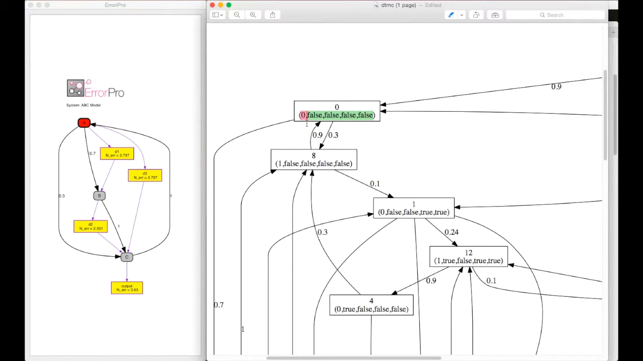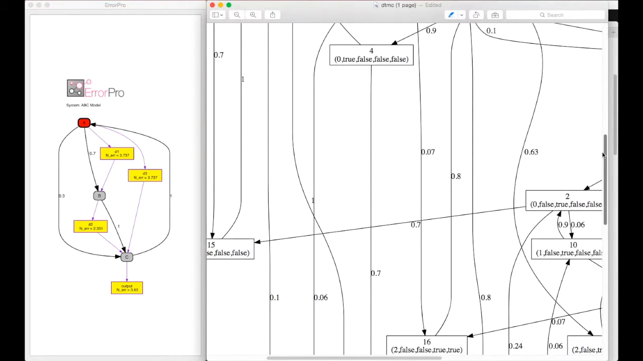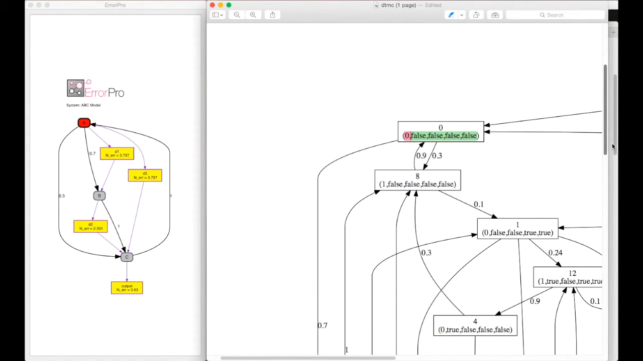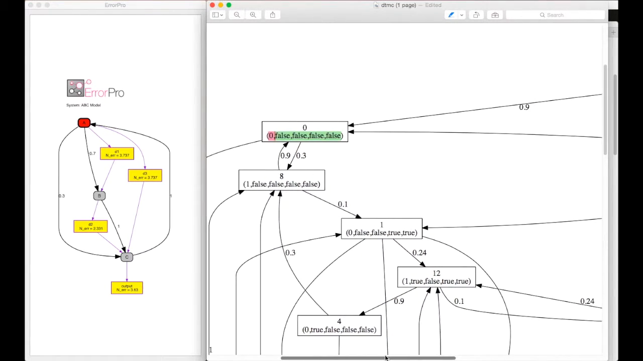For example, after A, with probability 0.7, we execute B. That's why in the Markov chain we also have an arc to state 15, where the control flow ID equals 2, and it is the ID of element B.